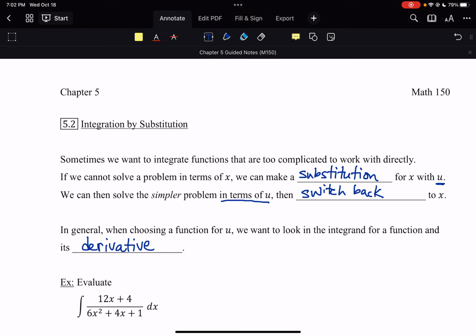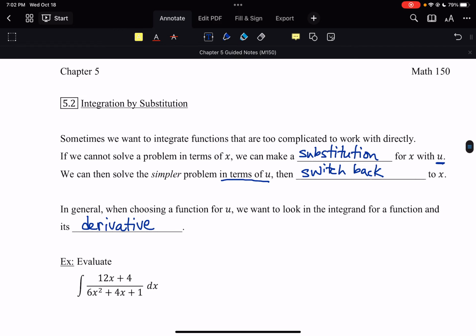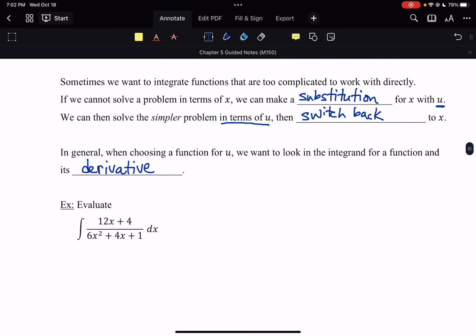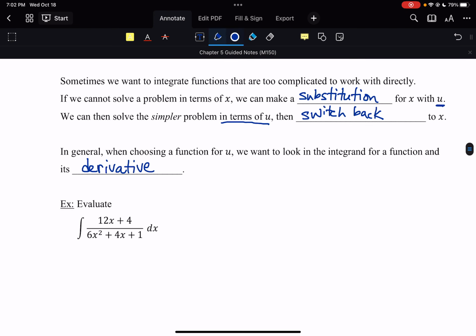So the idea here, we're looking for a function and its derivative so that as we do our substitution, we can account for all possible values. So let's take a look at how this works in an example here. So this rational function, as is, to take an antiderivative of this would be extremely complicated, if not impossible, because you've got a quotient. You've got a function of x over a function of x. And the quotient rule does not undo easily.